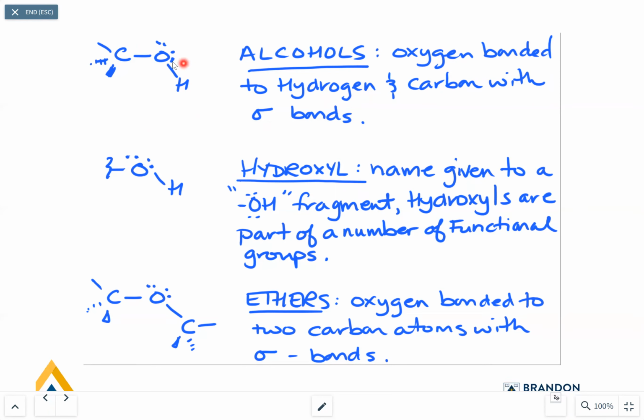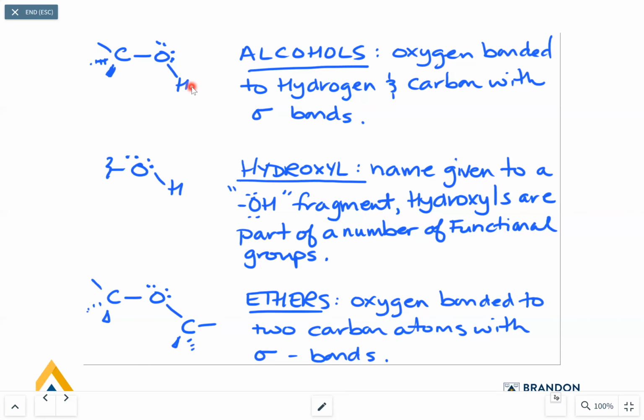So it's found in an alcohol when there's a carbon here. So alcohols contain a hydroxyl group. Some other functional groups contain a hydroxyl group as well. So carbon, oxygen, hydrogen is an alcohol. Its cousin, carbon, oxygen, carbon, is called an ether. So oxygen is bonded to two carbon atoms with sigma bonds, whereas here it was just one carbon and one hydrogen, both with sigma bonds.